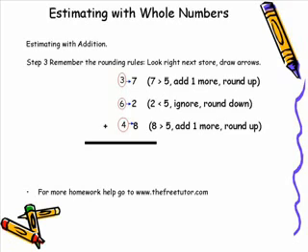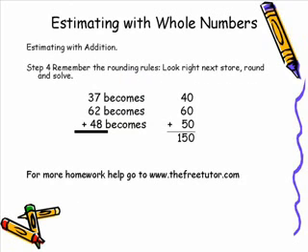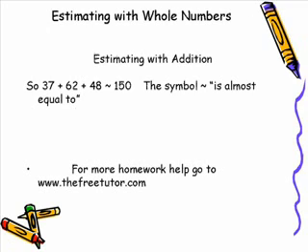The next one, in 62, 2 is less than 5, so in that case we're going to round down, or ignore. And then the 8 is greater than 5. In that case, we're going to add 1 more, or round up. Okay? So just take a quick look at this picture and see what we've done. Now, if we followed the poem and we've done what we're supposed to, what we should end up with is step 4. The 37 becomes a 40, 62 becomes 60, 48 becomes 50, and now we're ready to do the addition. 40 plus 60 plus 50 is 150. So, in this particular case, 37 plus 62 plus 48 is almost equal to 150.